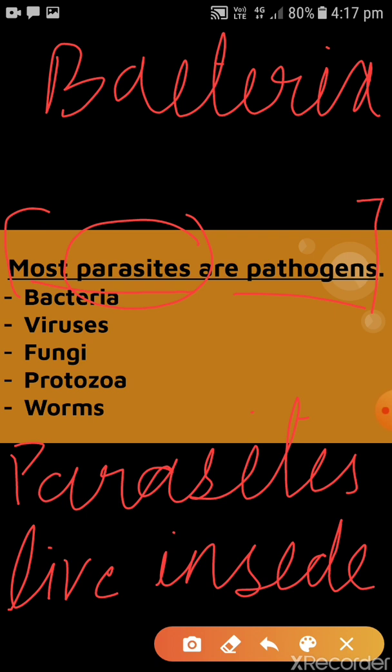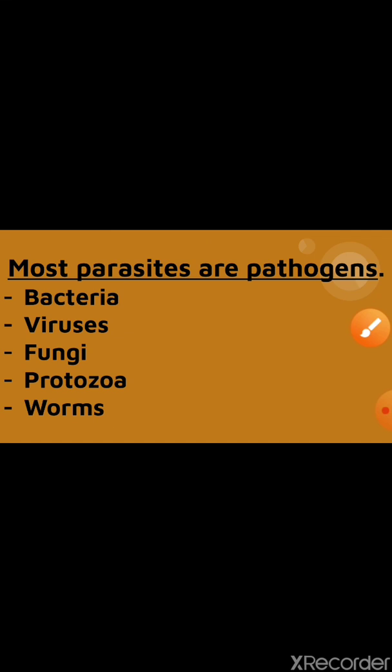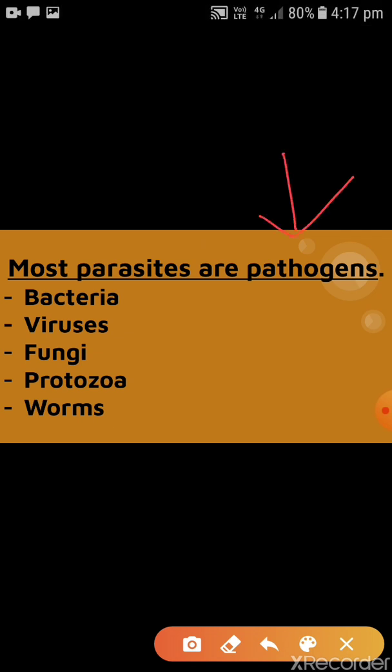So most parasites are pathogens. What this statement tries to say is that pathogens are those microorganisms having the capability of causing disease. Those microorganisms which have the capability of causing disease are parasites, meaning they also have the capability to live inside that living organism, children. Okay, I hope this statement is clear to you.